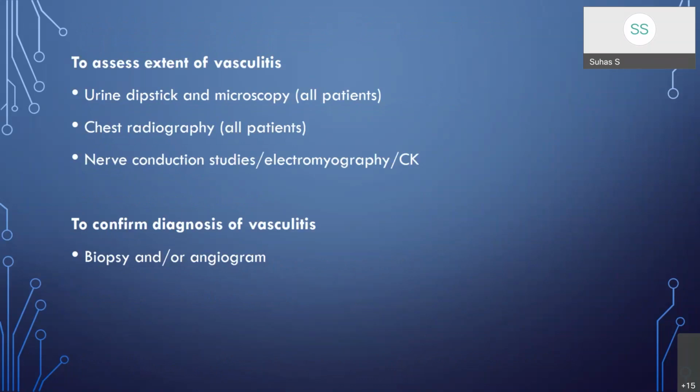To assess the extent of vasculitis, we can do urine dipstick and microscopy, that is for assessing the glomerular involvement, and chest X-ray to see for pulmonary involvement. In some conditions, we might have to do a nerve conduction study and electromyography to rule out mononeuritis or polyneuritis. To confirm the diagnosis of vasculitis, for large vessel vasculitis and medium vessel vasculitis, where it is not possible to do a biopsy, we can go by angiogram findings. That is presence of stenosis or presence of visceral and renal artery bleeding or presence of atypical aneurysms.